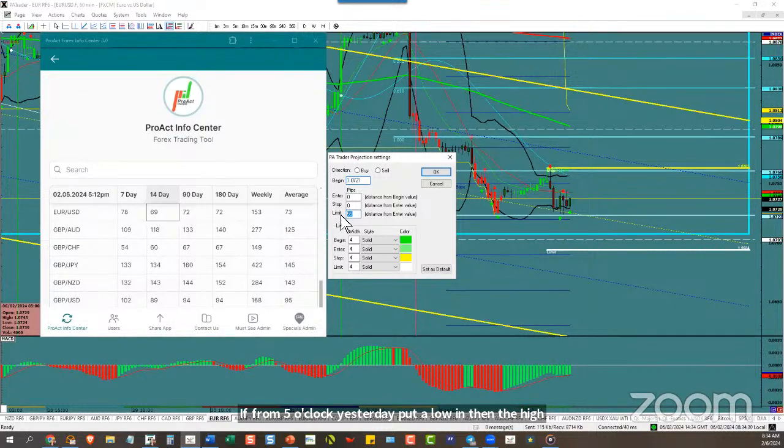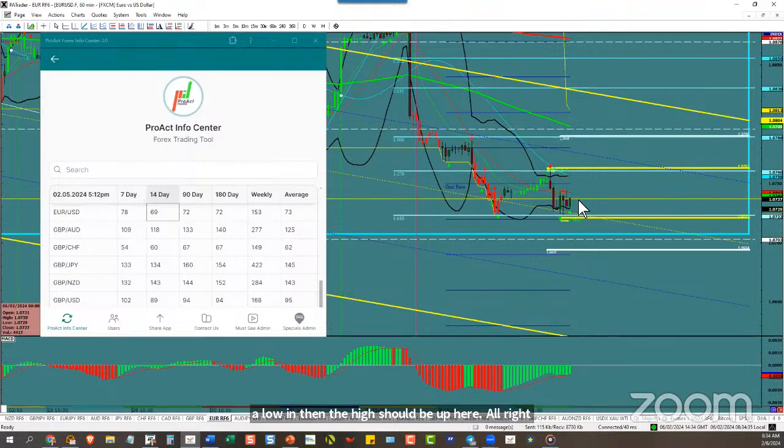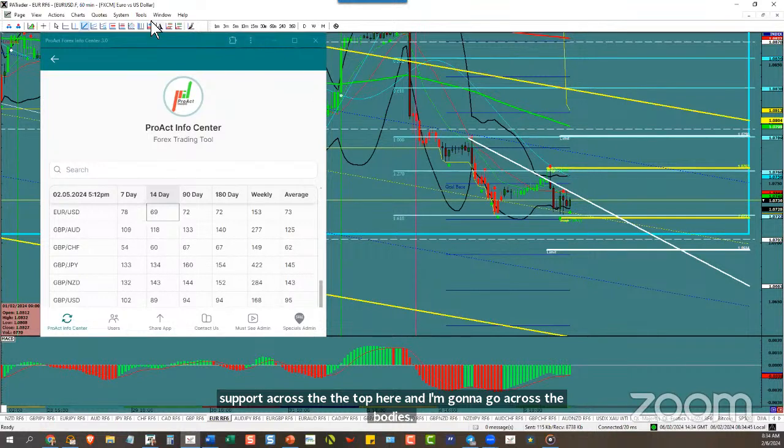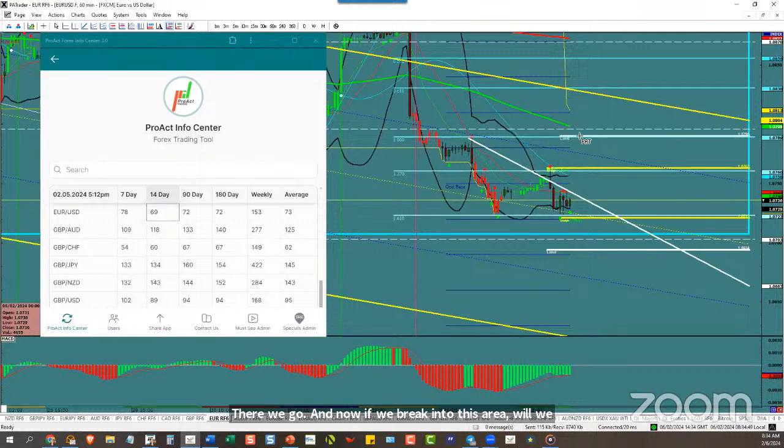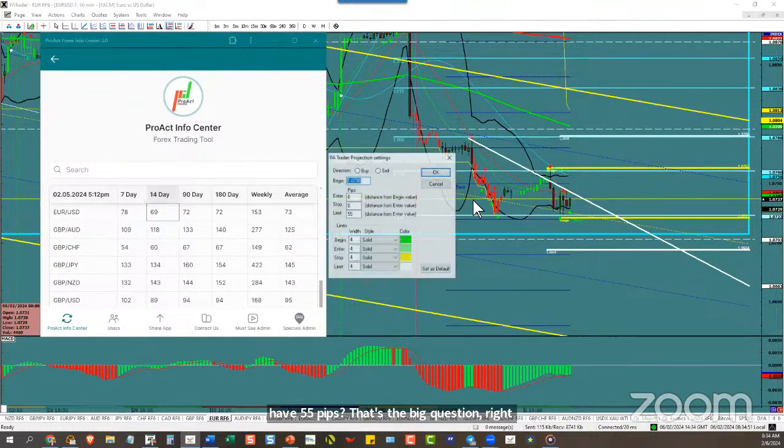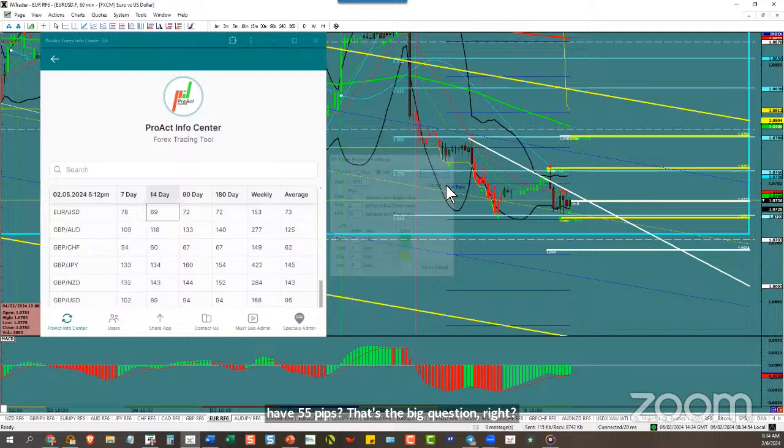All right, that's what we're looking for, and we know it ahead of time. That's the key. Now here we got to put slope support across the top here, and I think I'm going to go across the body. Yep, there we go. Now, if we break into this area, will we have 55 pips? That's the big question. Let me take up here to the target, and down we go for 55 pips.